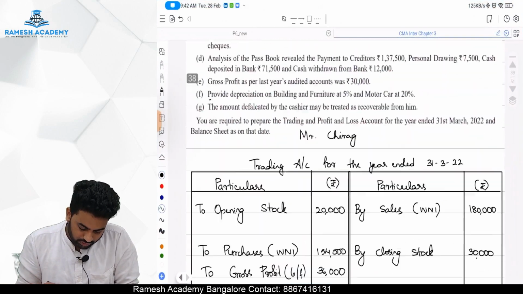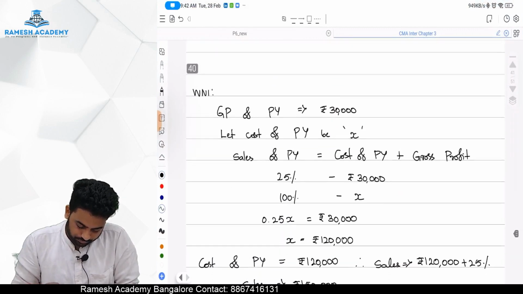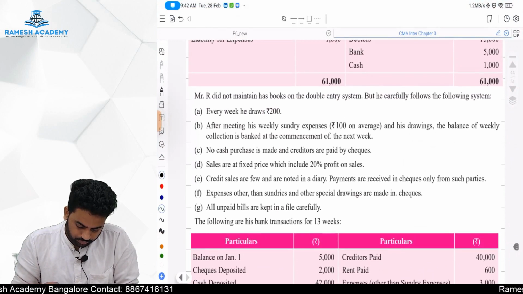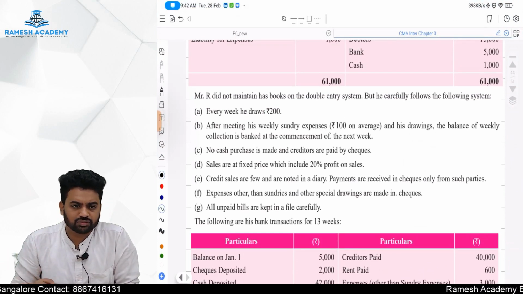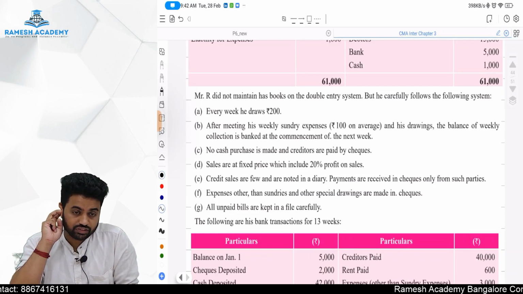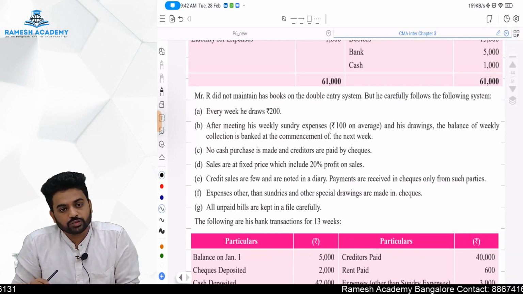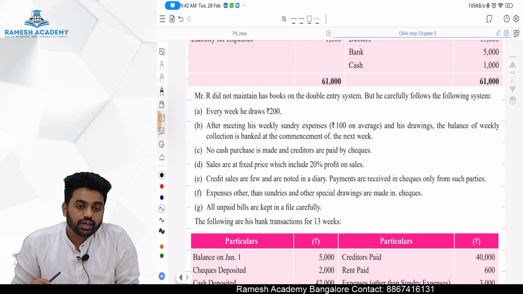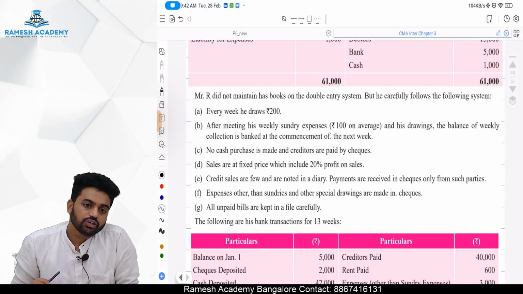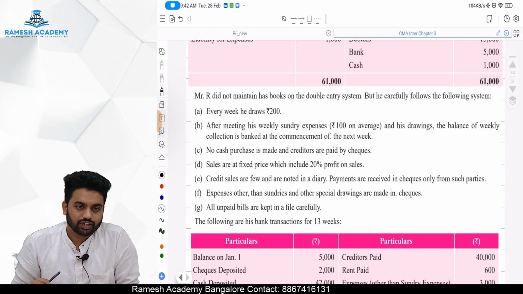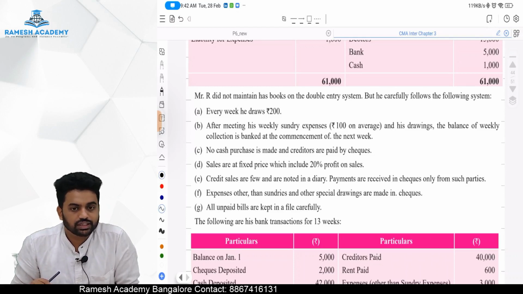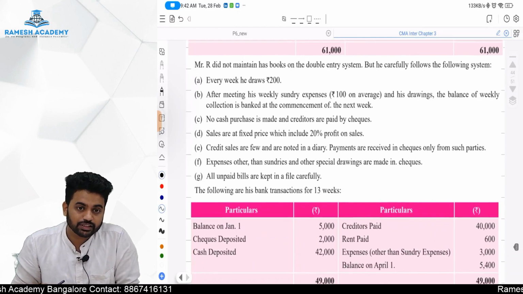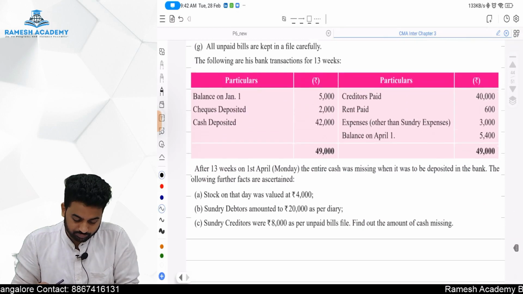So in the next one, they were again telling about a gross profit or something. Using that we can find out sales. If we find out sales and if we know the gross profit percentage, we can find out the cost of goods sold. If you know the cost of goods sold and if you know the opening stock and closing stock, you can find out the purchases, right? Opening stock plus purchases minus closing stock will give you the cost of goods sold. Of course, if any direct expenses are there, you should consider that.